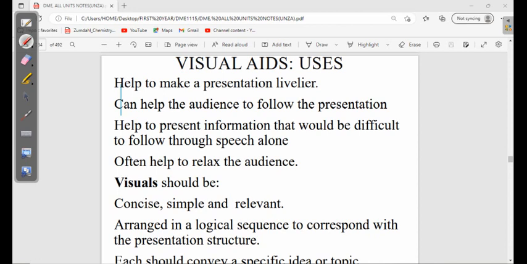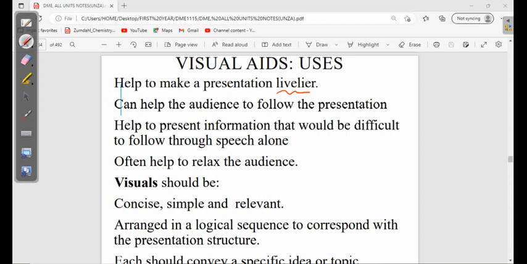So what are the uses of visual aids? These visual aids help to make a presentation livelier. So it should be lively. And at times when you're presenting, you can forget a point. Instead of you getting lost in the presentation, a visual aid can help you to check through, and you continue now just explaining.